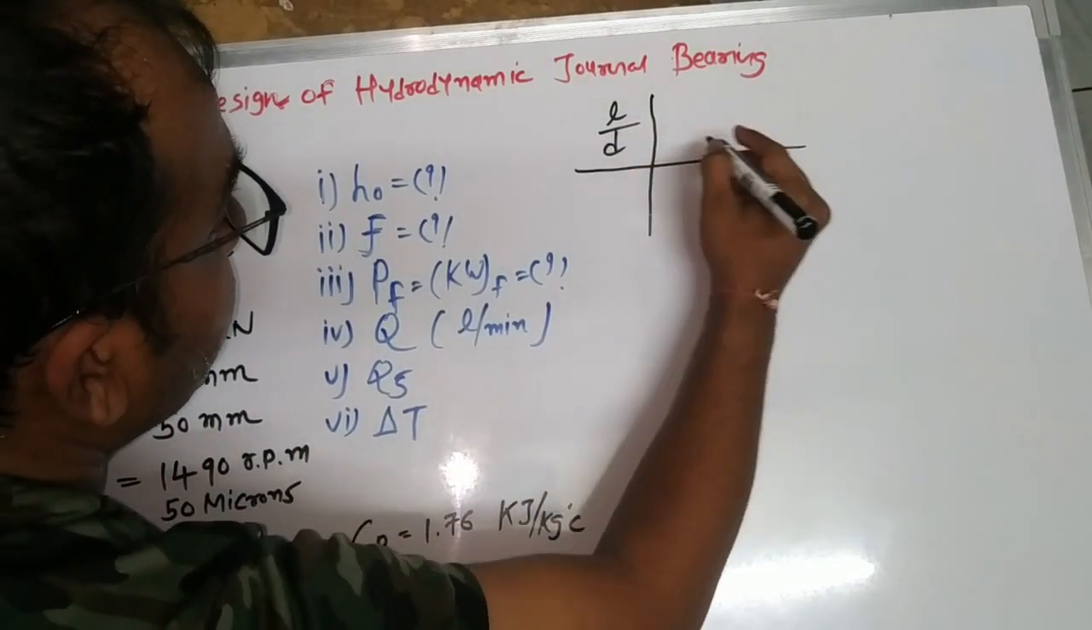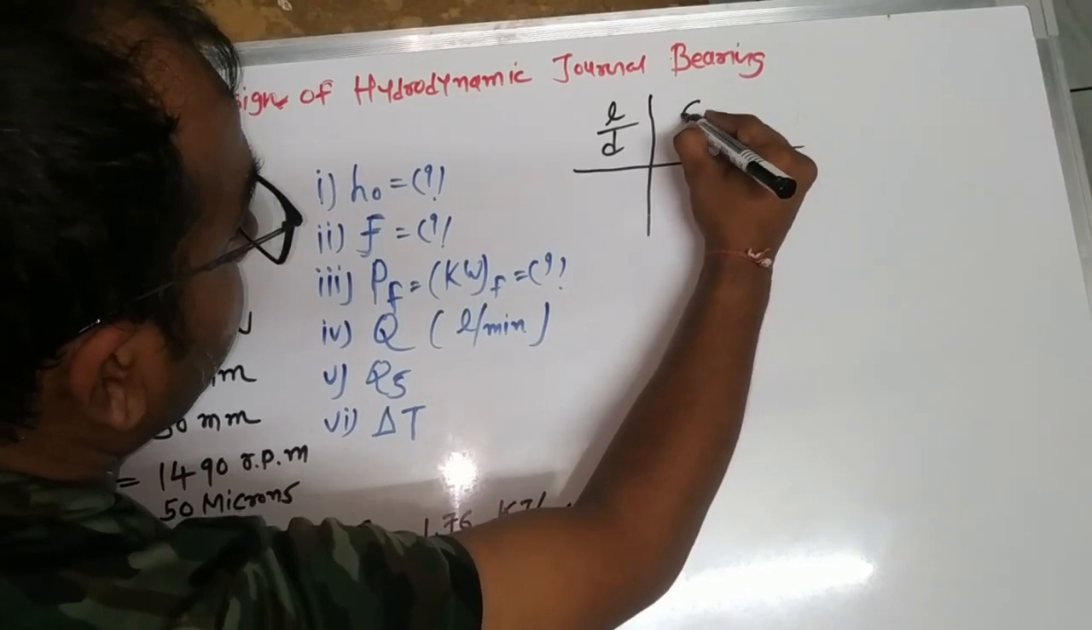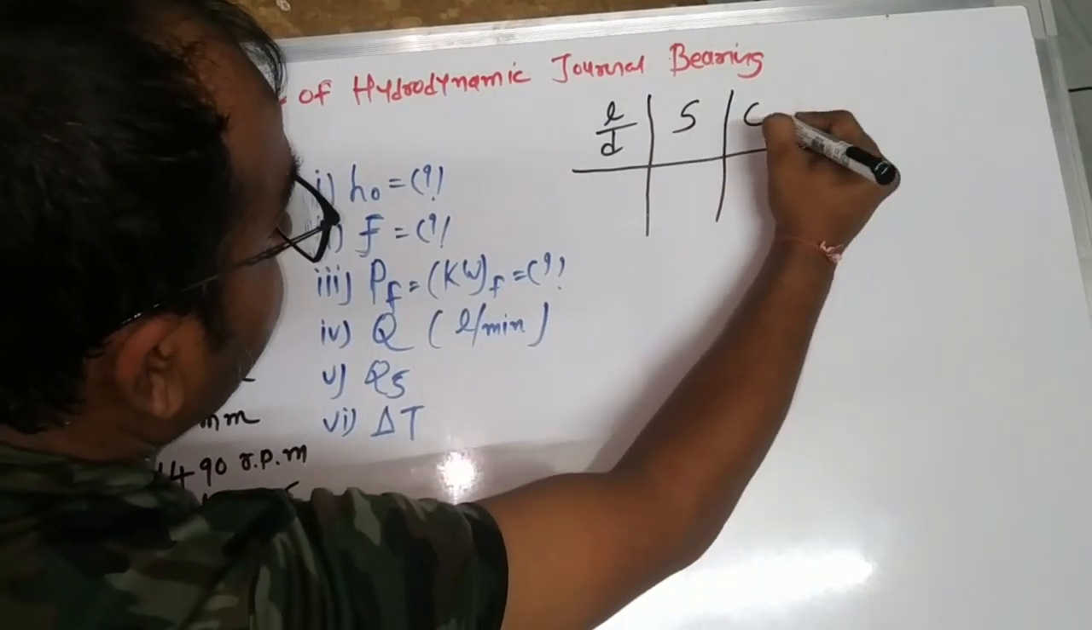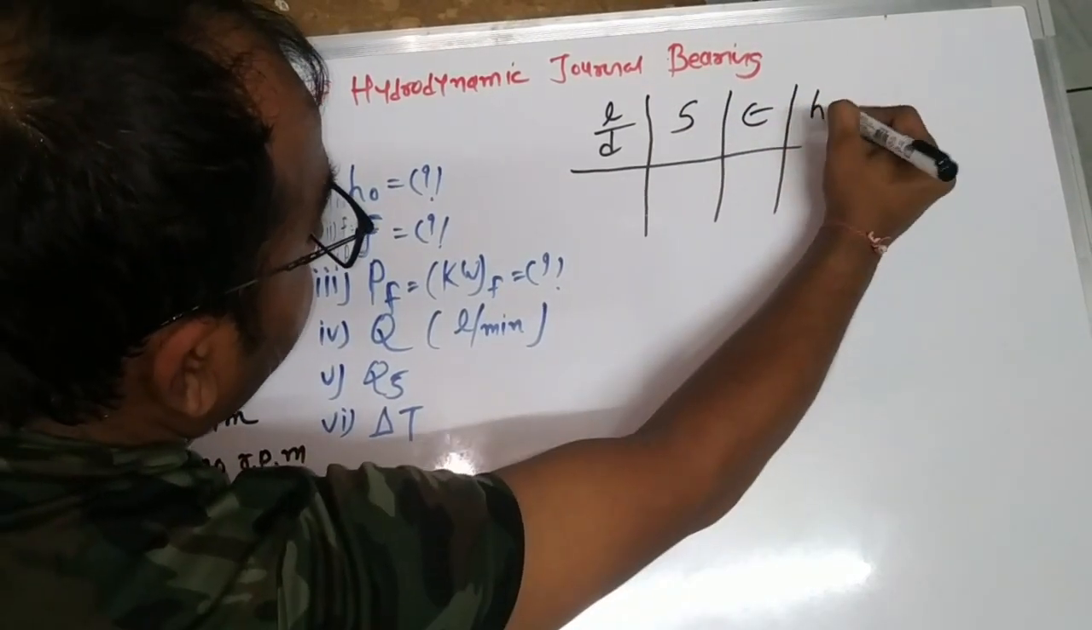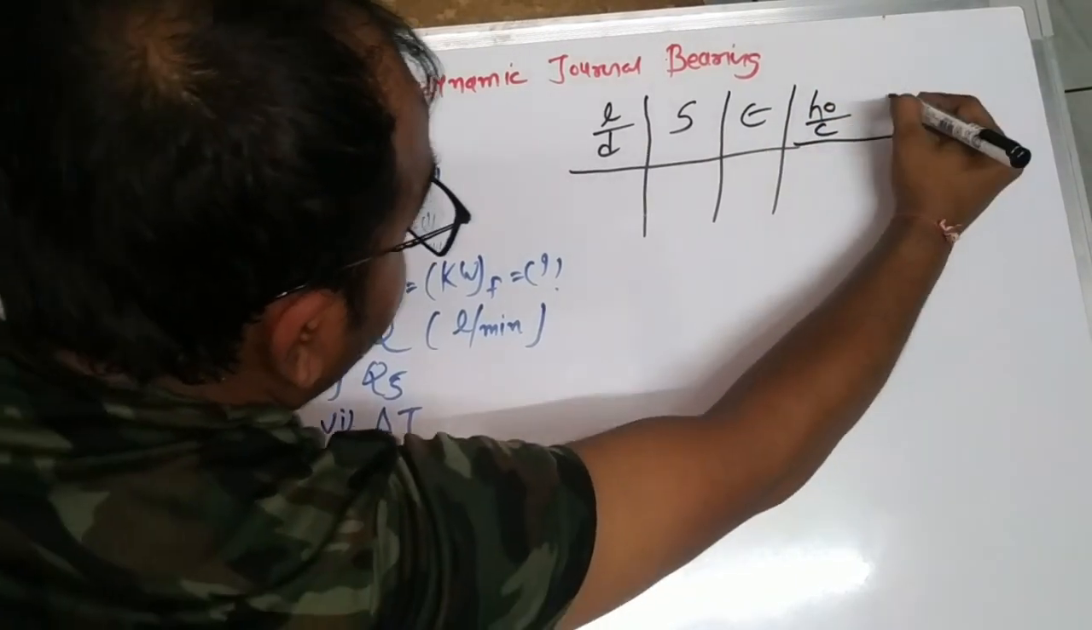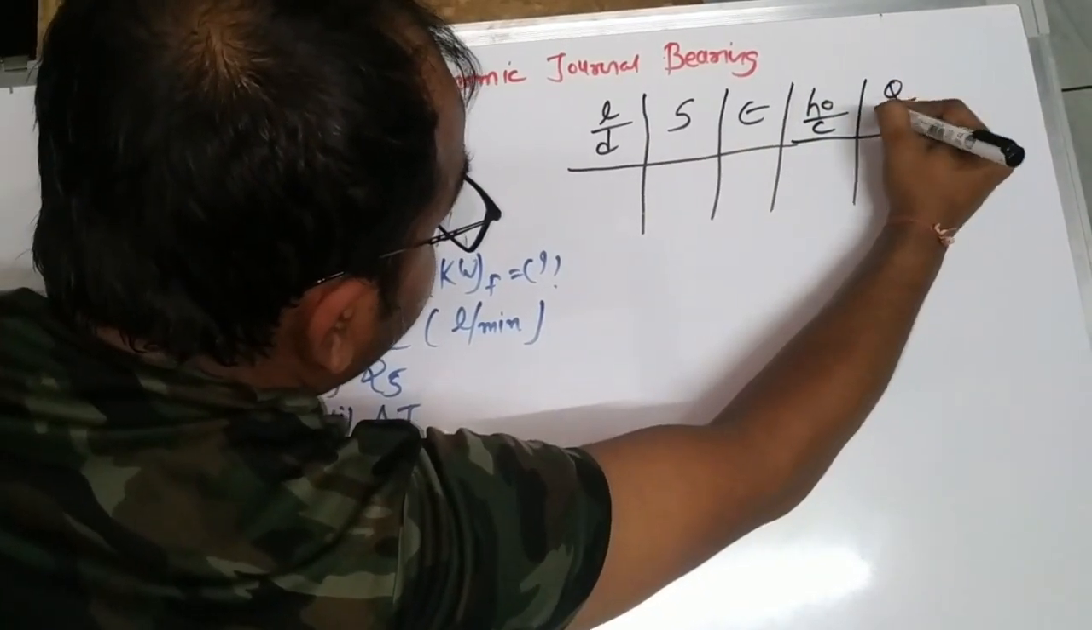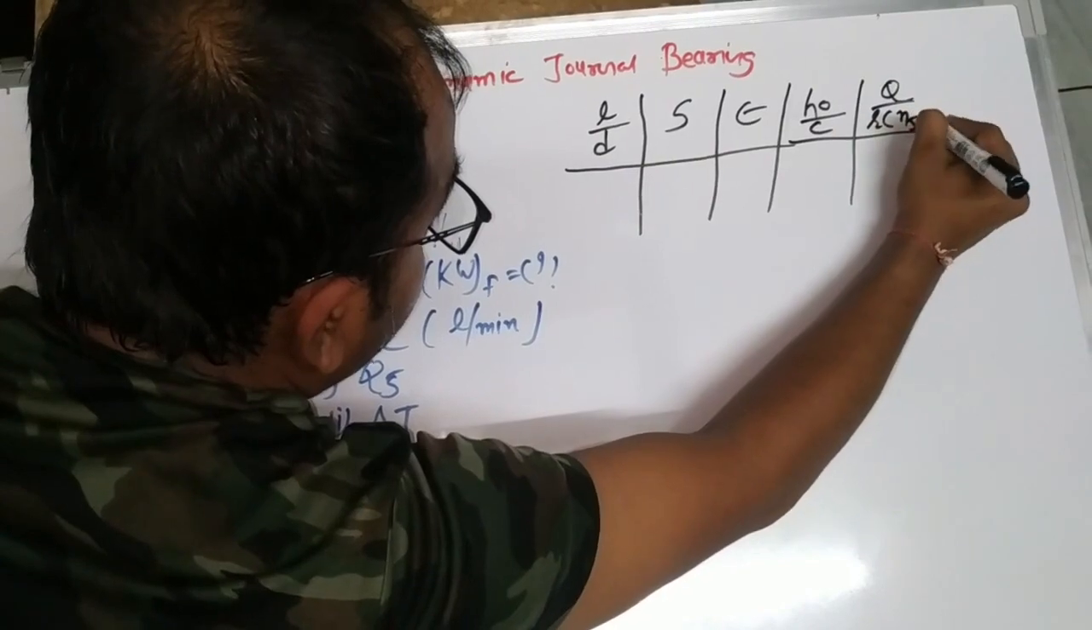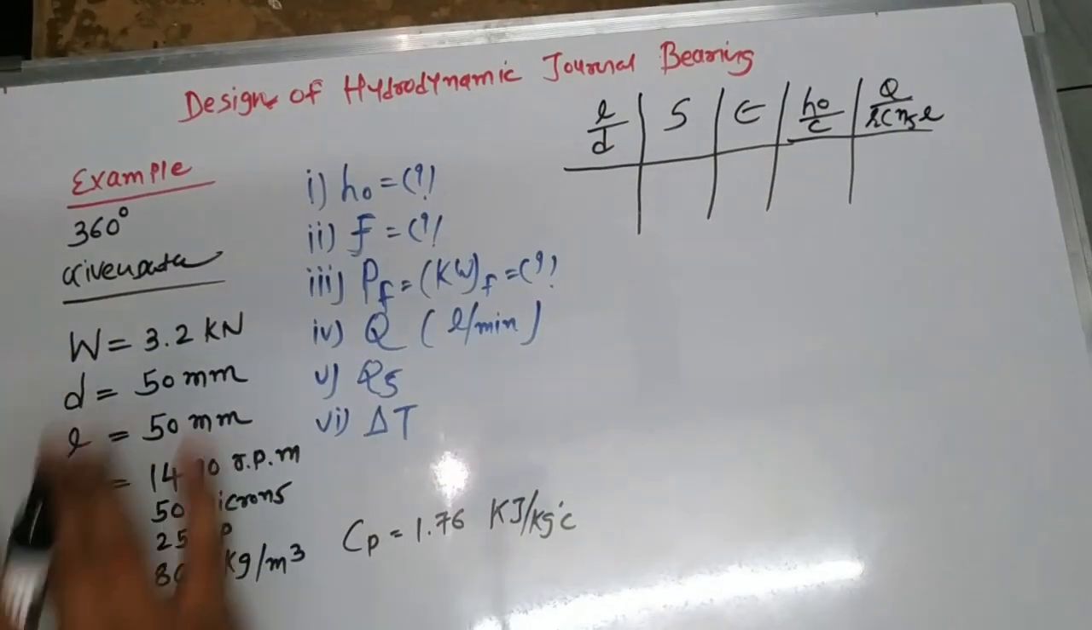So after the L by D ratio, we have other parameters like the Sommerfeld number, epsilon, then H0 by C, then Q upon RC NSL, right? So these are all the parameters as far as your data book is concerned.